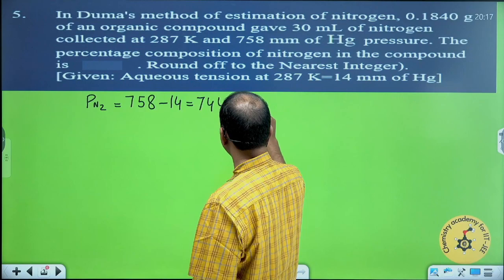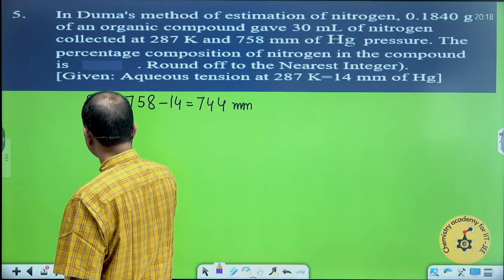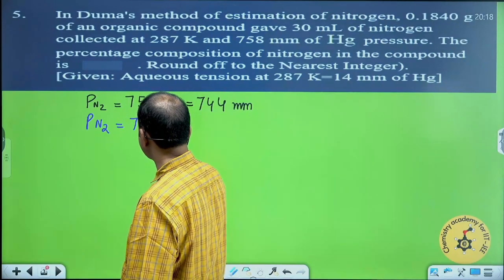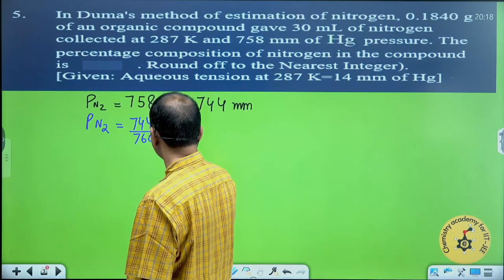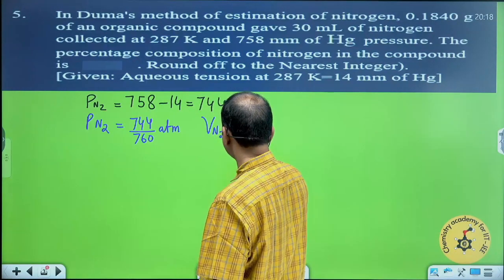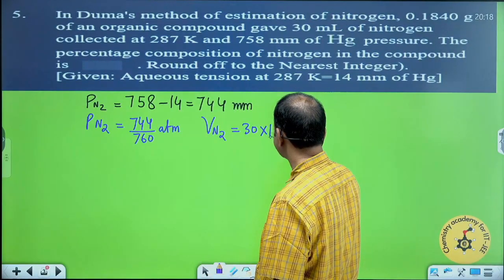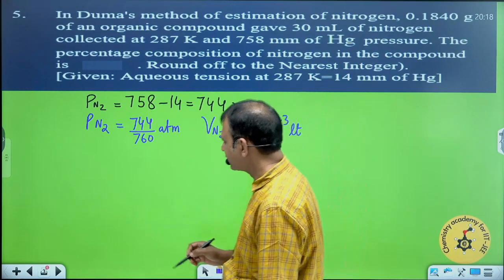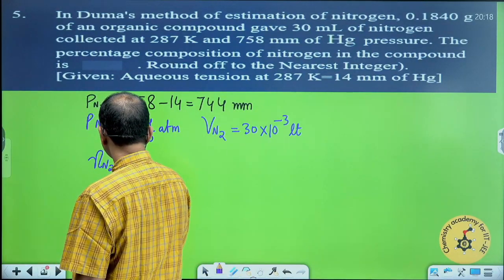From here, the pressure of nitrogen gas in atm is equal to 744 mm of mercury divided by 760. This is the pressure of nitrogen gas in atm. The volume of nitrogen gas is given in ml. We can convert this volume: 30 ml means 30 into 10 to the power minus 3 liter. And by using the ideal gas equation, we can calculate the number of moles of nitrogen gas that is liberated from the compound.